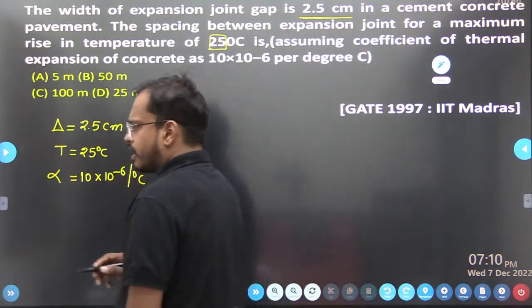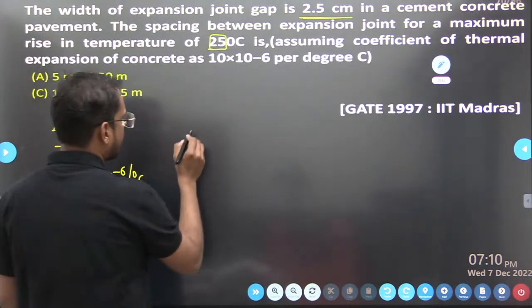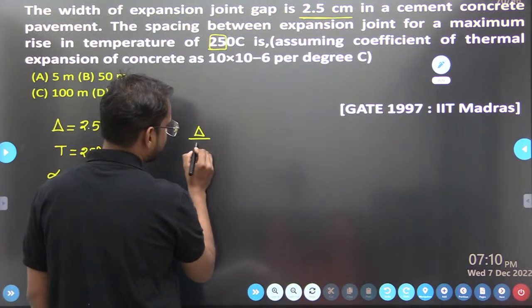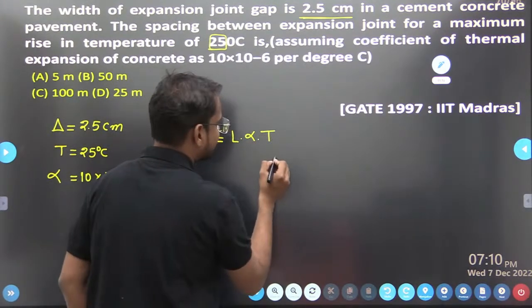The main question is, what is the spacing between expansion joints? We already know that the gap of the expansion joint is provided in such a way that after expansion, delta by 2 gap should always be maintained. So delta by 2 is equal to L multiplied by alpha multiplied by T, where T is the change in temperature.